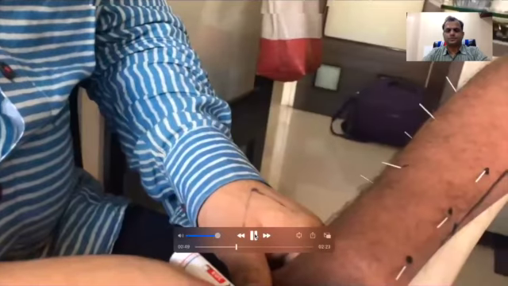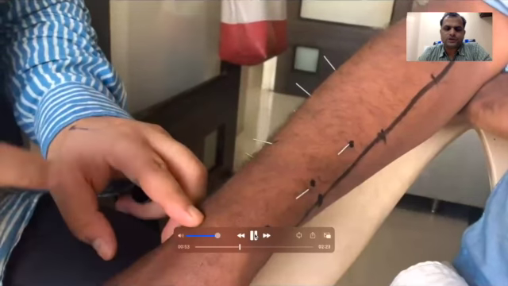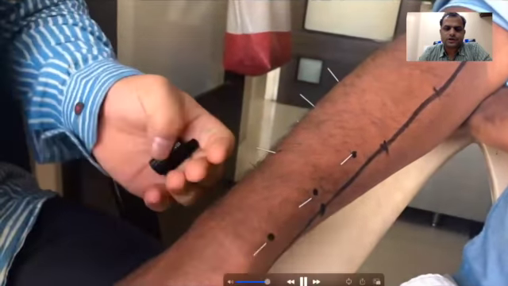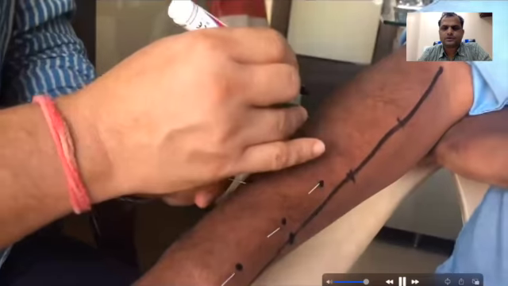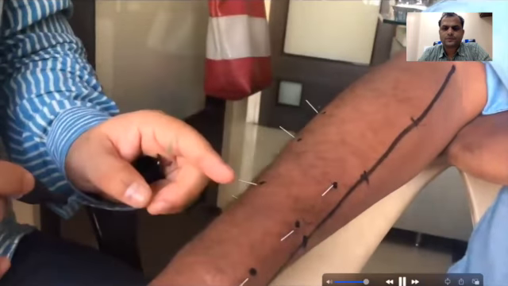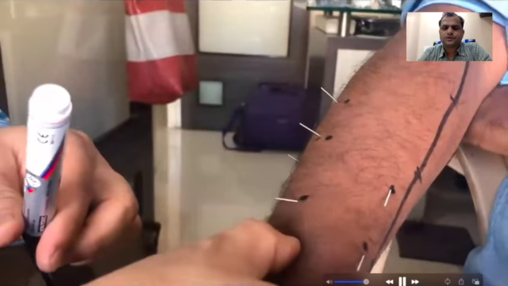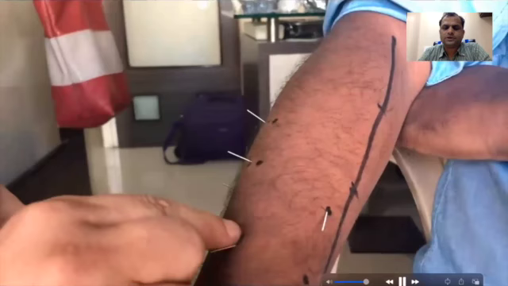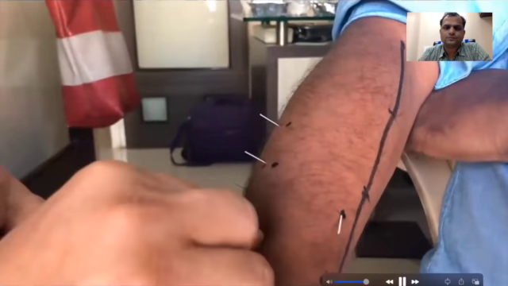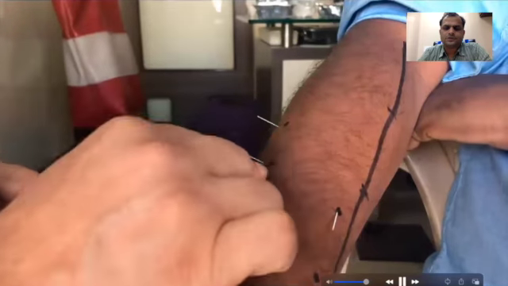So look at this image. From the dorsal wrist crease, if we are going 4 finger, then 3 finger, then 2 finger, these are the 3-point unit. We can search the gap in between the radius and ulna bone, and in this gap, we can put the points.